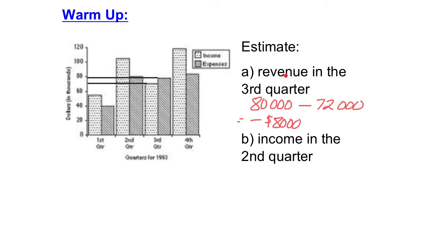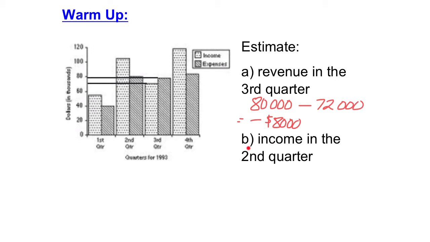So for this first one, revenue in the third quarter, I look at the third quarter. Well, looks like income was about $72,000 and expenses were about $80,000. So revenue would be the actual amount of money that you make, or in this case lose, because expenses are more than income. So the difference between expenses and income is $8,000. So revenue is actually negative $8,000. That's how we would read this.